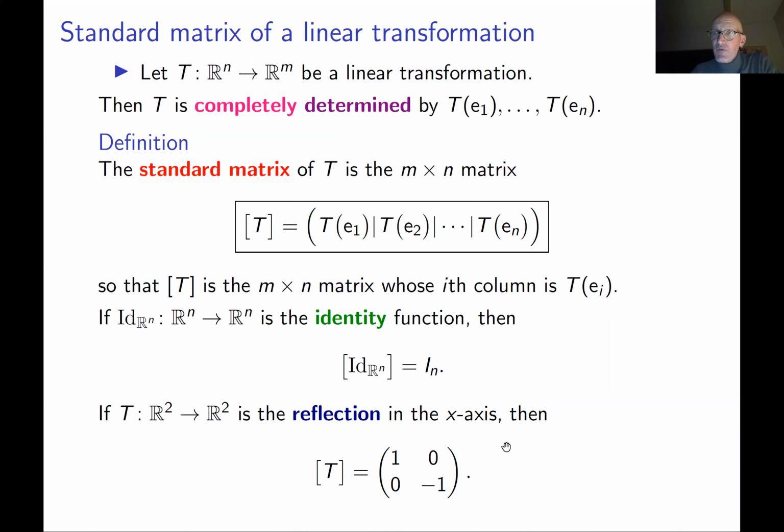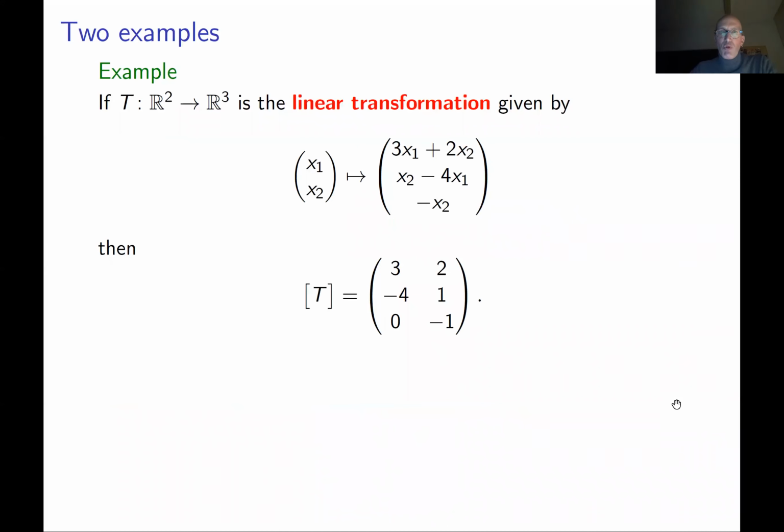Then you do the same with the vector E2. You take the vector (0, 1). It is mapped to the vector (0, -1). Okay, you put it as the second column of this matrix. This is the standard matrix of your linear transformation T in this example. Okay, let's consider two more examples.